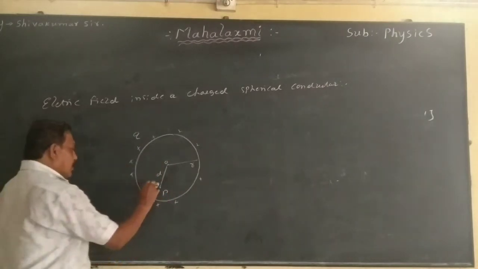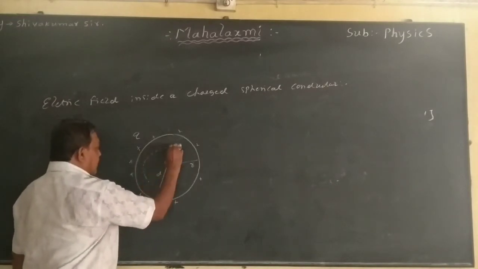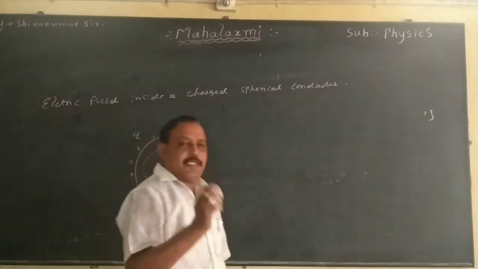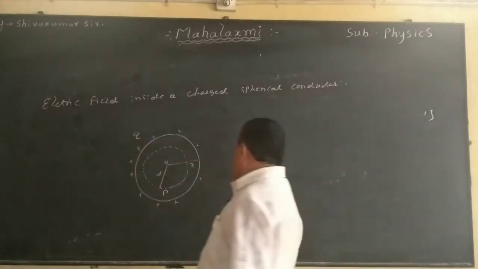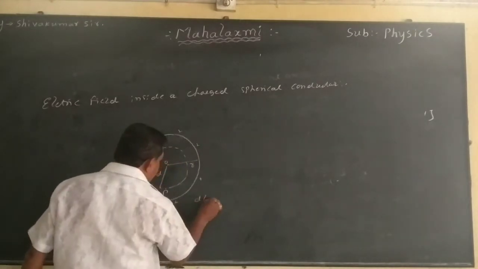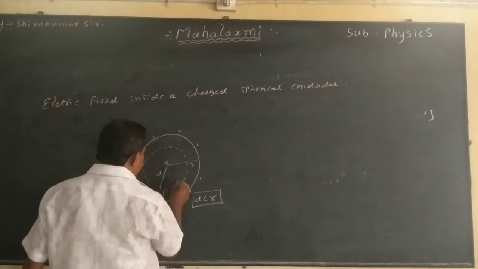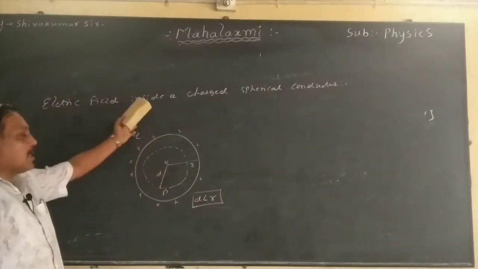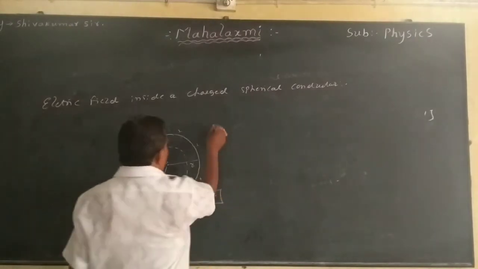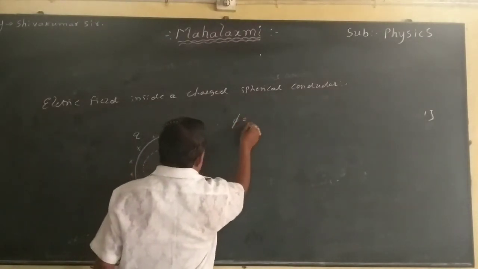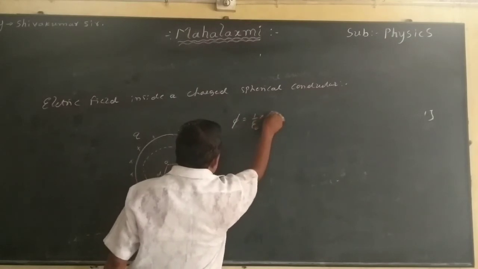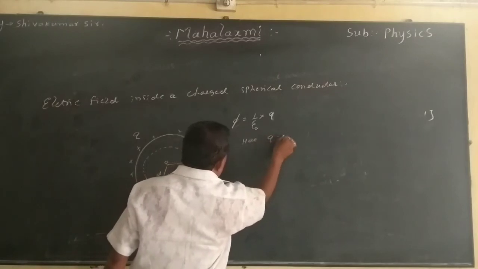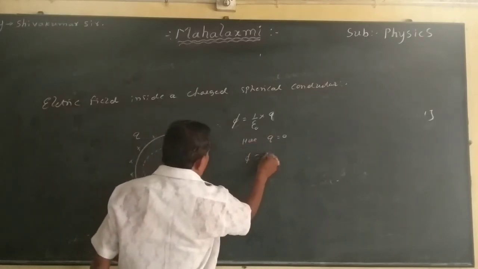Then if I draw the Gaussian surface, now this is your Gaussian surface. I cannot say it is a Gaussian surface because it is not enclosing any charges. When d is less than r, what is the charge enclosed by the surface? No charges, because charges are outside. Therefore, phi equals 1 by epsilon naught times the total charge. The charge enclosed here is 0. Phi equals 0.